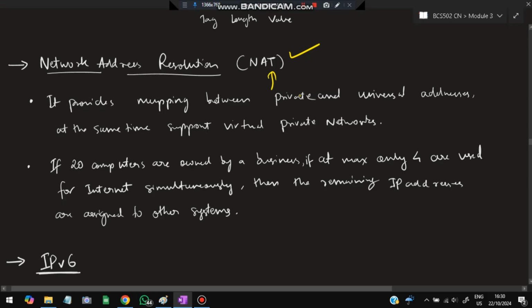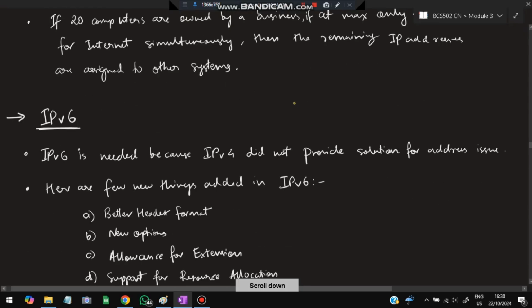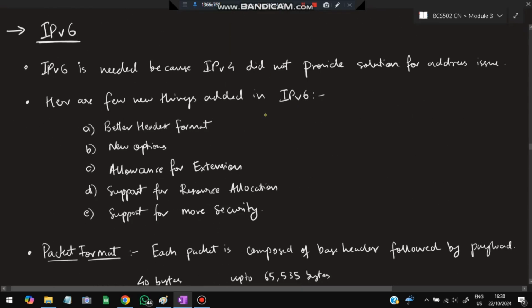Okay, this is about the IPv4. Next, let's have a look at the IPv6. So this was about the IPv6 only, the further concept which I explained. But here we'll discuss more in depth what is actually the IPv6. IPv6 is needed because IPv4 did not provide the solution for the address issue.